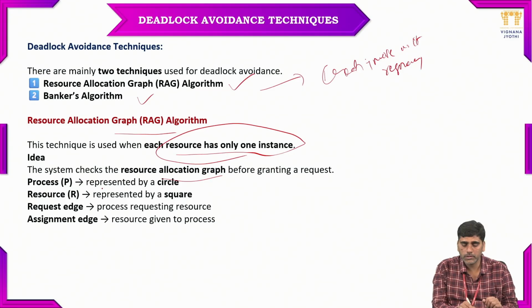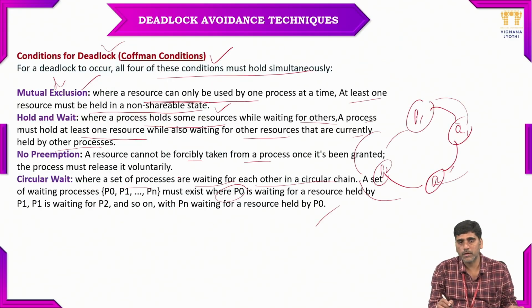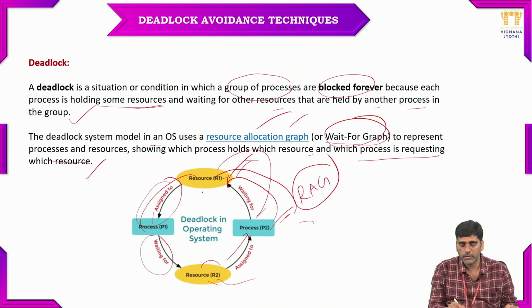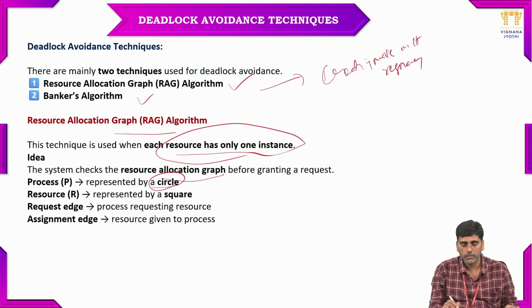In this, the processes, P, are represented by circles, as we've seen in the previous chart. The processes are represented by circles and resources are represented by squares. The request edge means a process is requesting a resource, and the assignment edge is nothing but a resource given to the process. The direction towards the resource is the request edge, and the direction towards the process is the assignment edge. So in this manner we can create more resources.